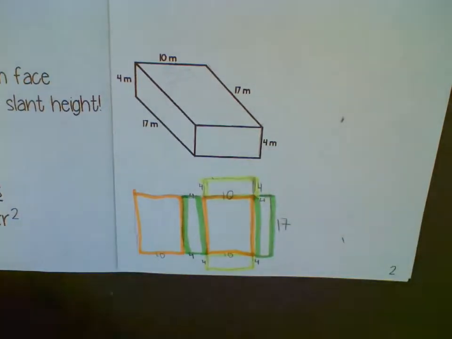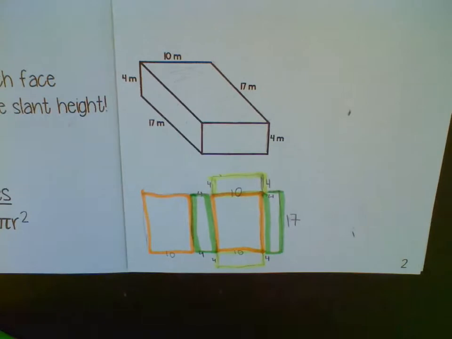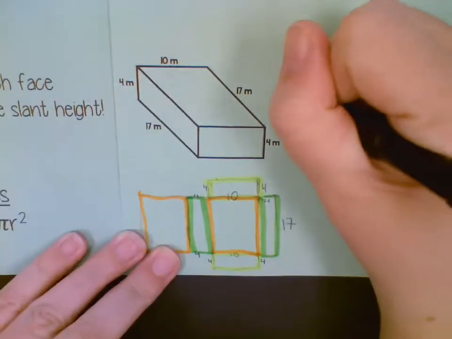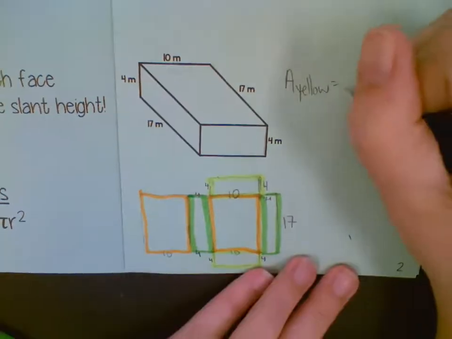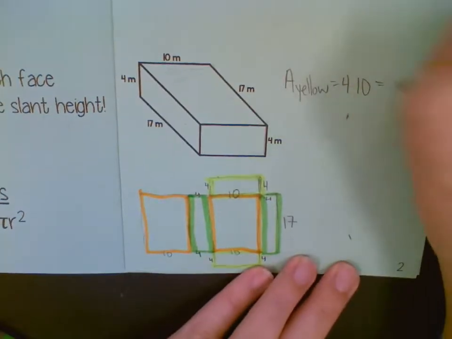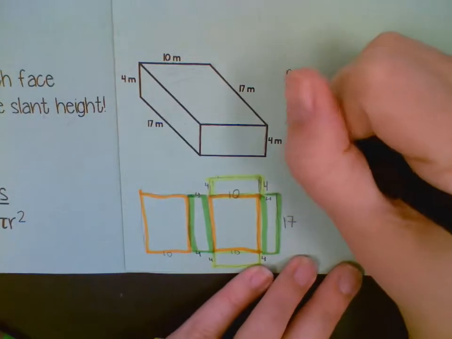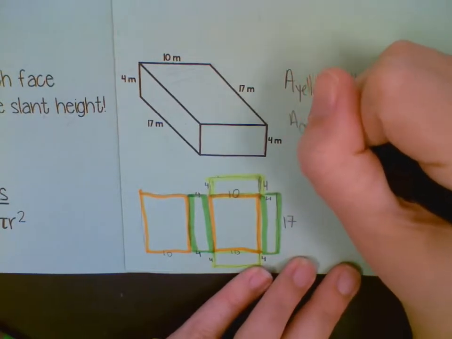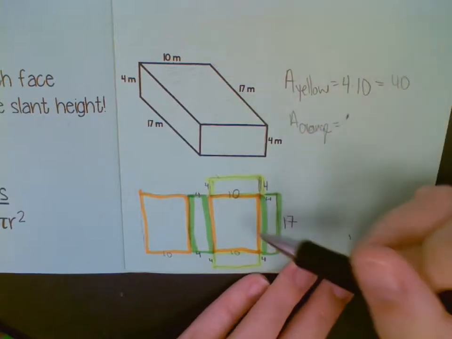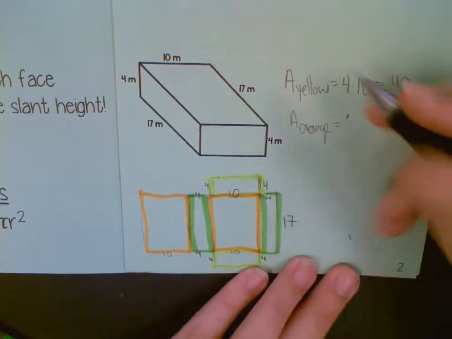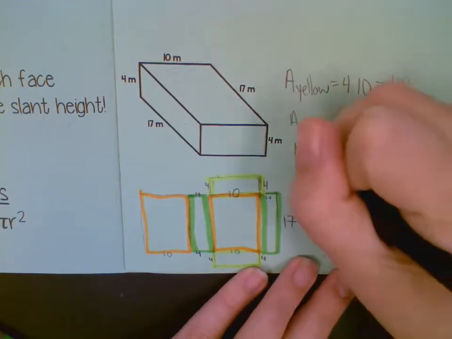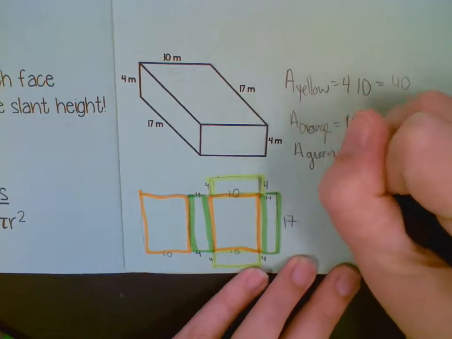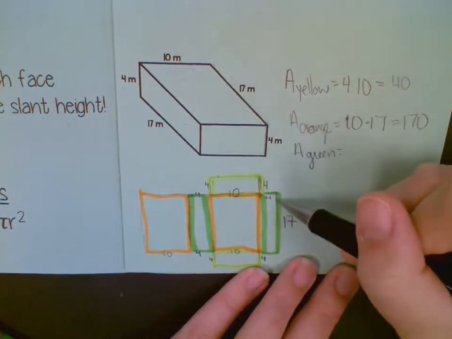Okay, so let's start with the yellow one first. The area of the yellow box would be 4 times 10 since it's a rectangle. The area of the orange would be 10 times 17. And the area of the green would be 4 times 17.